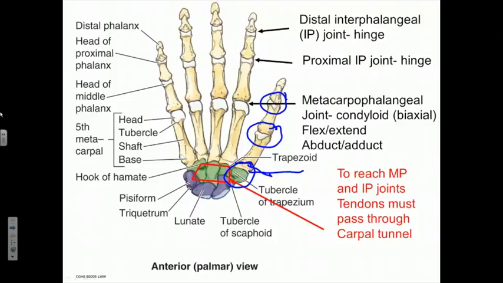So again, we're going to see that, like the fingers, there are extrinsic muscles that act on the thumb, whose bellies will be found in either the flexor or extensor forearm, and there will be a series of intrinsic muscles that are found in the confines of the hand that also act at various joints of the thumb.